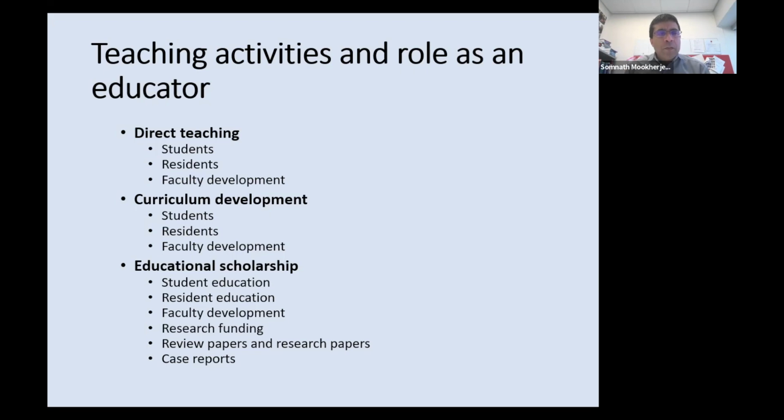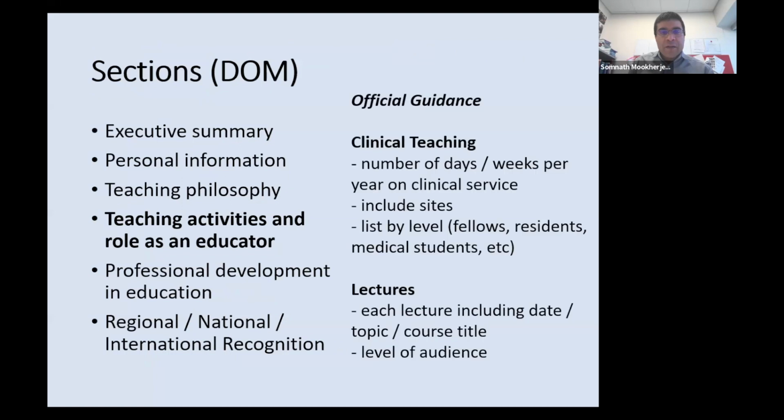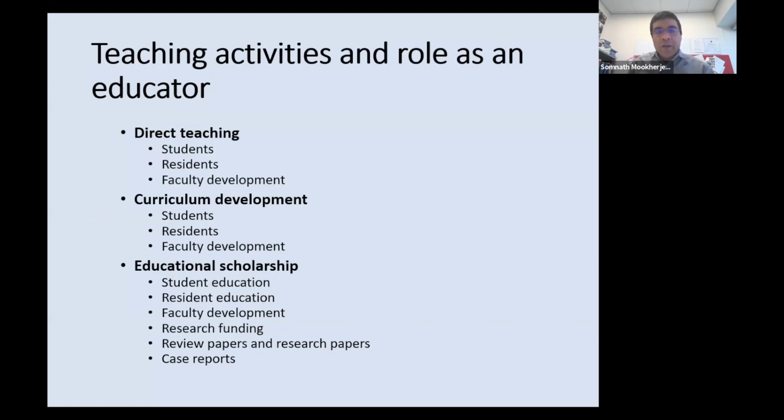I do not believe this is official guidance. The official guidance was here, but this is the way I break it down, and it includes what they recommended that we include in the official guidance. So it's direct teaching, broken down by level of learner, curriculum development, broken down again, and then educational scholarship. And I tried to break it down into, in hindsight, what are the areas of educational scholarship that I've done. This can be different.